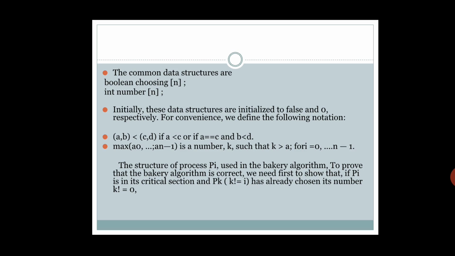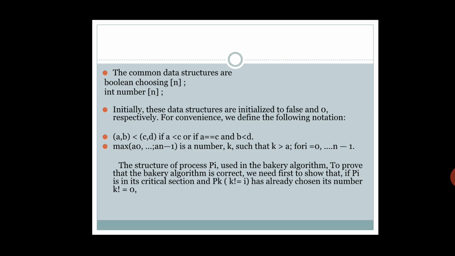The notation is: (a, b) is less than (c, d) if a is less than c, or if a equals c and b is less than d. So these conditions have to be checked. And for the max function, max(a0, ..., an-1) is a number k such that k is greater than or equal to ai for i equal to 0 to n minus 1. These are the notations and conditions used in this solution, so that even though there are n processes, the critical section problem is solved.